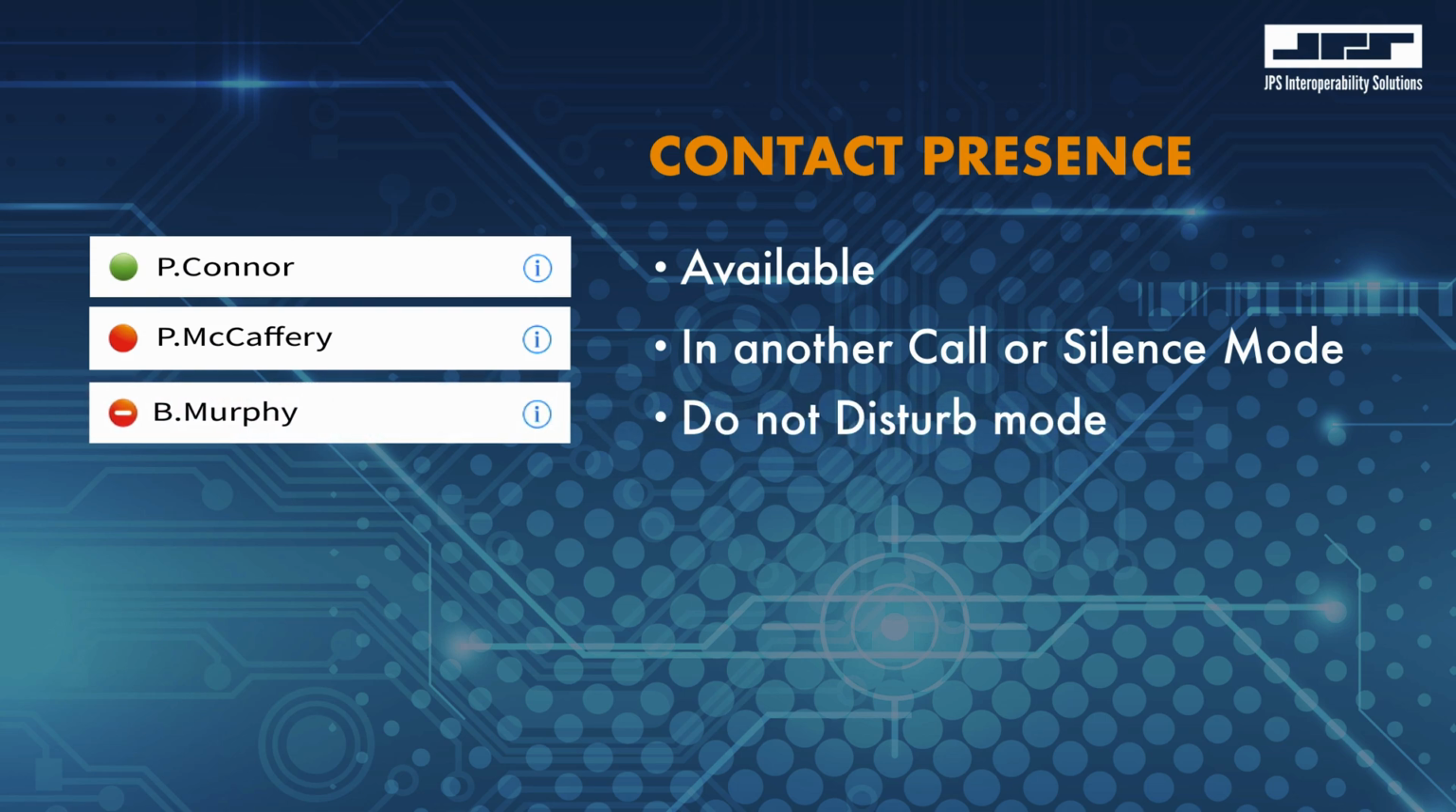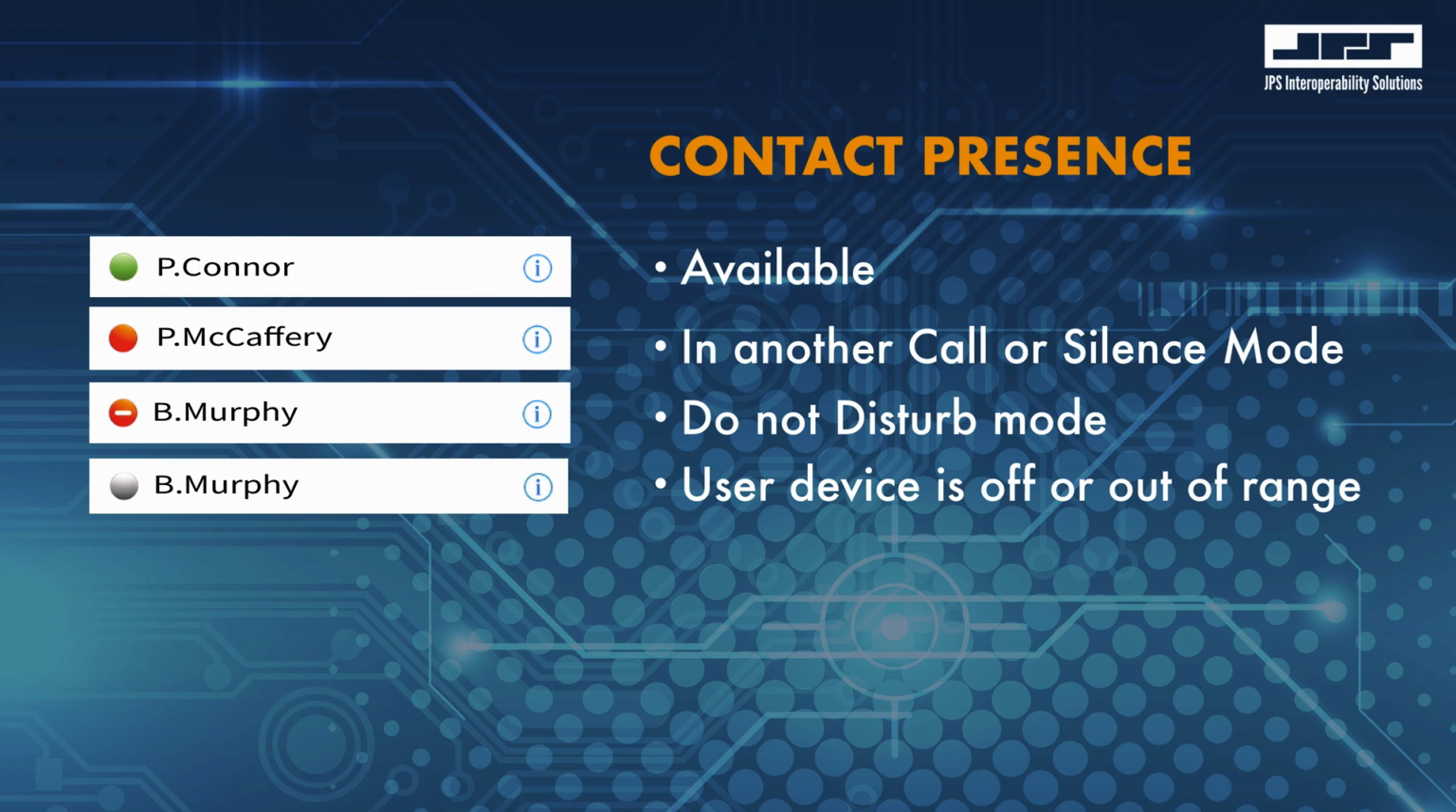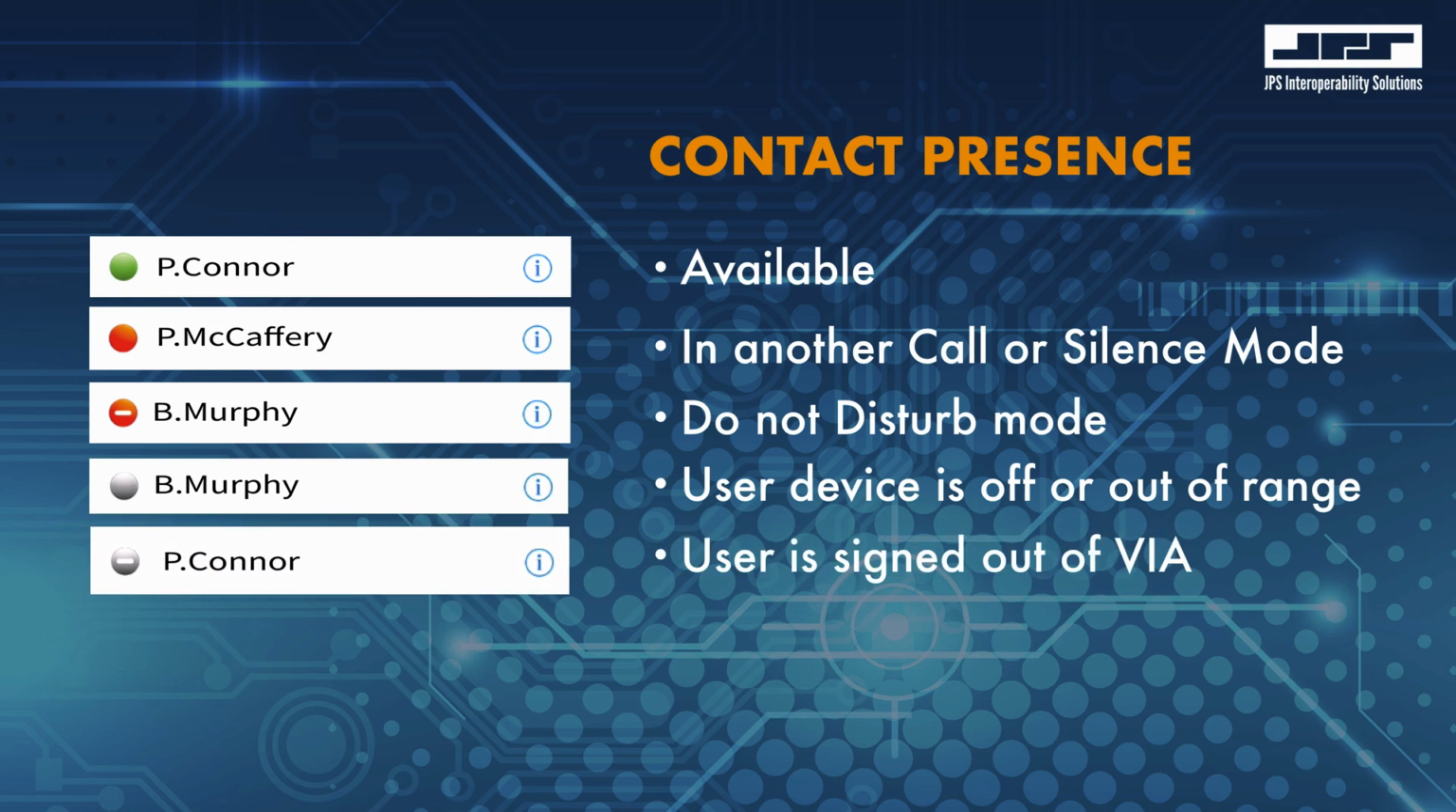The red icon with a hyphen indicates that the user has placed his VIA app into the Do Not Disturb mode. In this mode, the user will not accept PTT calls, but is available to receive notifications and VIA messaging. The gray icon indicates that the user's device is either turned off or is outside of LTE or Wi-Fi network coverage. The gray icon with the hyphen indicates that the user is logged out of the VIA application.